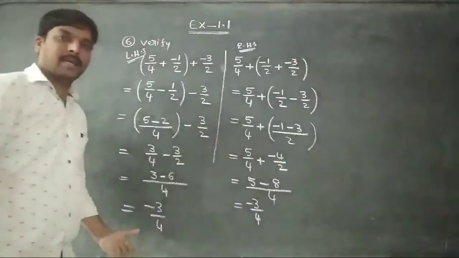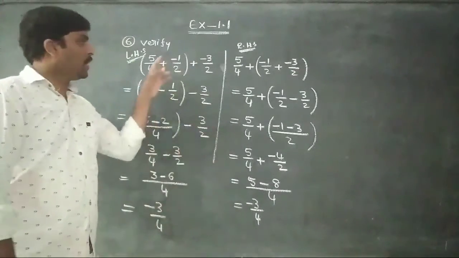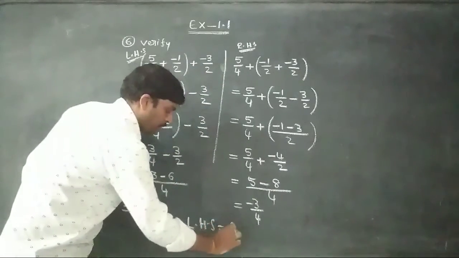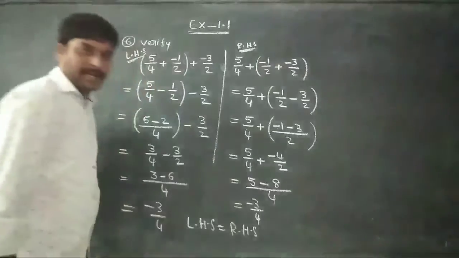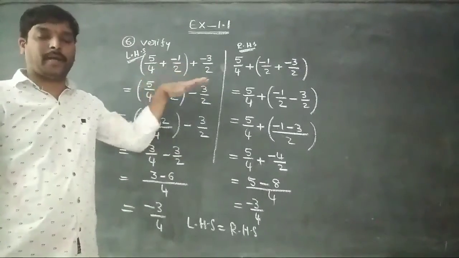Here the LHS gets minus 3 by 4, and the RHS is also minus 3 by 4. Finally, LHS equals RHS. Hence verified. The given equation is satisfied.